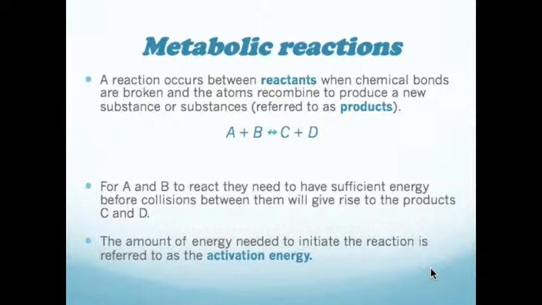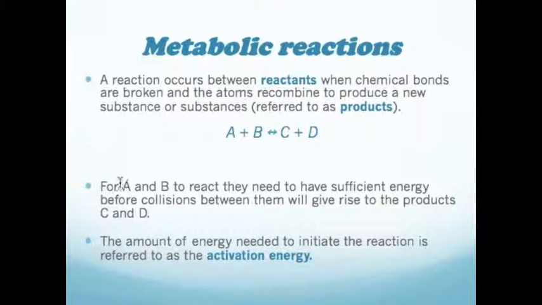Metabolic reactants. So we start off with reactants, and these reactants become products. Through this chemical equation, this chemical process, A and B become C and D. Now this reaction in biological organisms requires an enzyme in order to proceed, otherwise it would occur at a really slow rate.